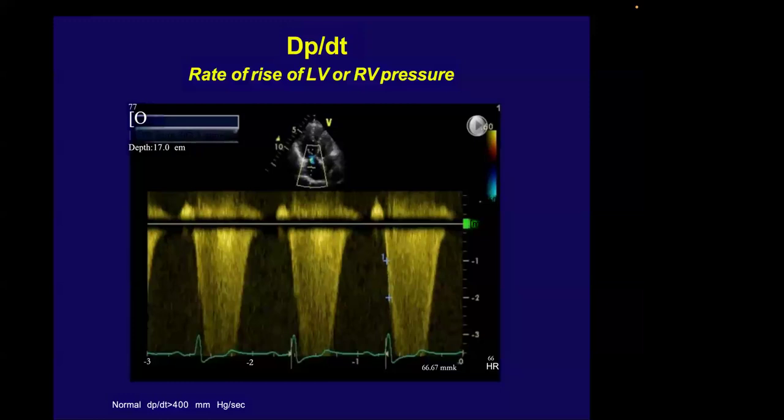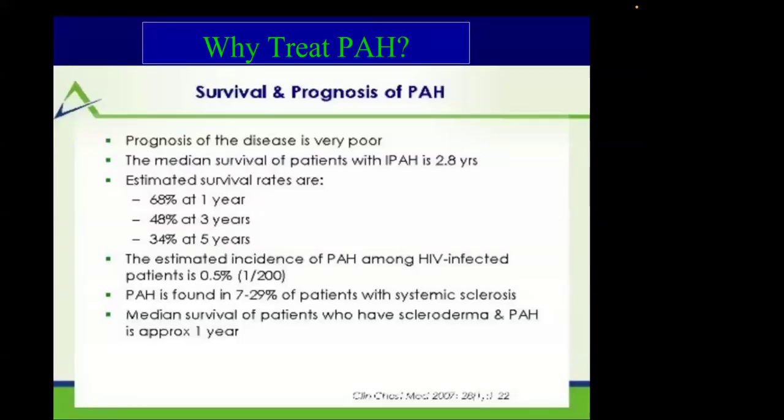dP/dt, the rate of rise of LV and RV pressure; normal dP/dt is more than 400 mmHg per second. Why treat PH? Survival and prognosis of PH. The prognosis of the disease is very poor. The median survival of patients with IPAH is 2.8 years. Estimated survival rates are 68% at 1 year, 48% at 3 years, and 34% at 5 years.